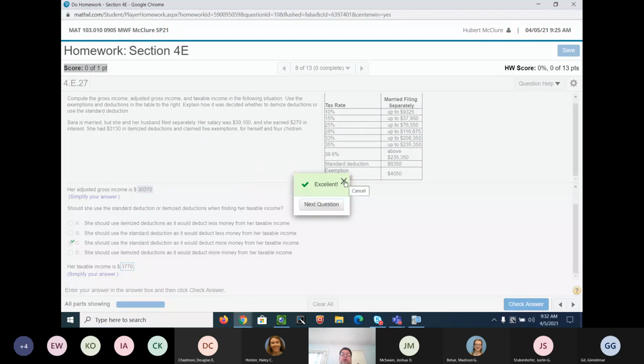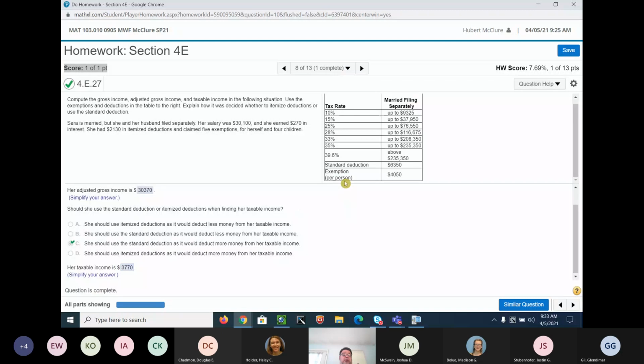So how much does she owe Uncle Sam? Well, somebody take 3770 and multiply it by 0.10. Please don't use your calculator. That would be $377. So, what's her name? Sarah? My mother's name is Sarah, only she uses an H on the end. Sarah owes Uncle Sam $377 in taxes.